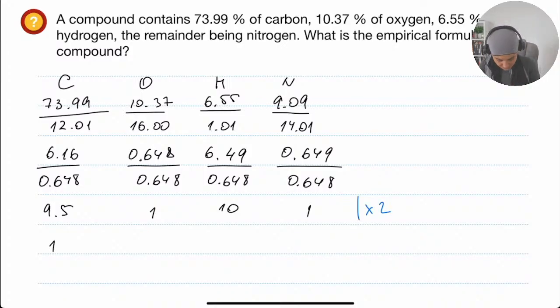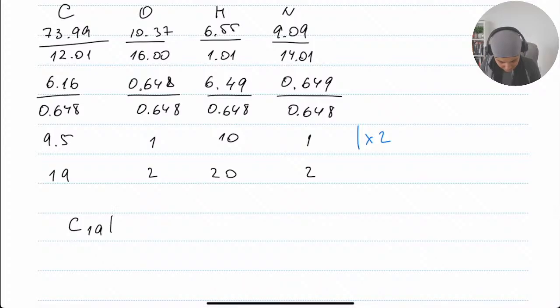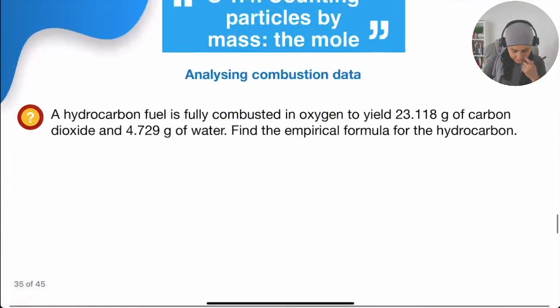So I would get 19, 2, 20, and 2. So C19, O2, H20, and N2 is my empirical formula. Here I multiplied by 2. If 2 doesn't work, multiply by 3. If 3 doesn't work, multiply by 4. So just find the smallest number by which you can multiply to get the ratio to whole numbers. Okay, that's it.